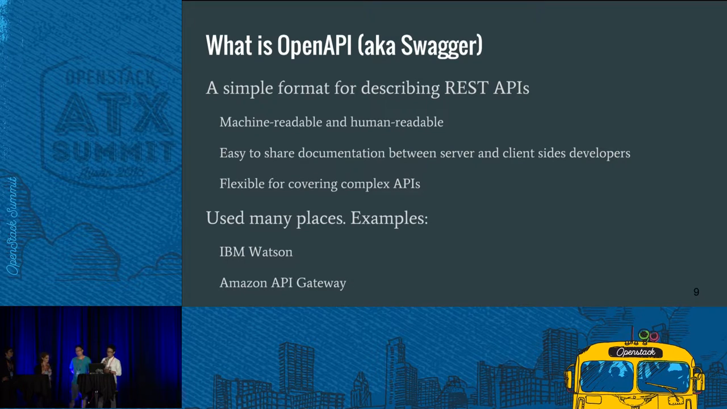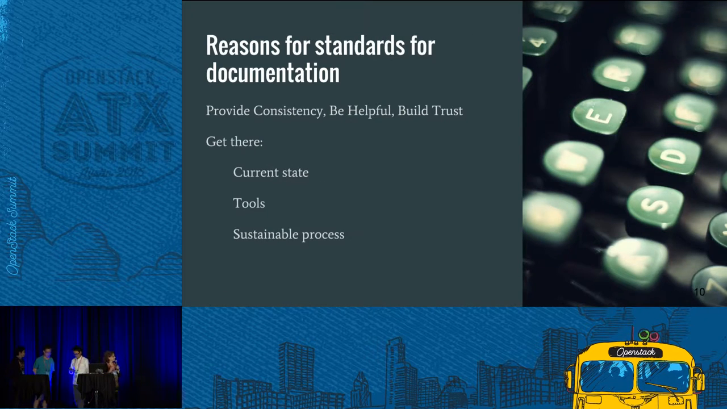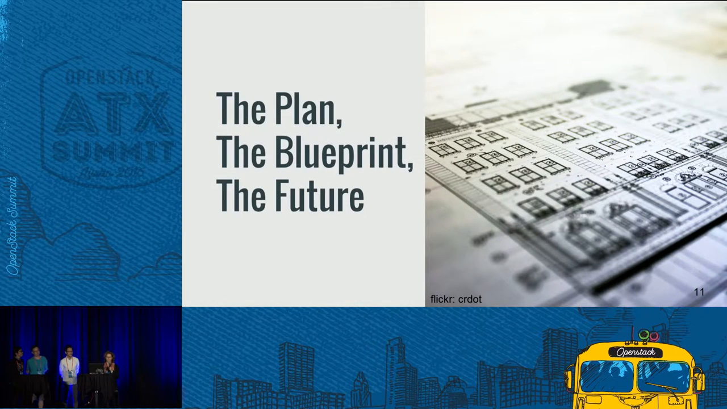Next, Anne will talk about the reasons for using OpenAPI from the documentation viewpoint. Yes, thanks. That was a great introduction to the formats and standards, and I bring up really retro things like keyboards and typewriters because there's a really good reason to apply these standards to documentation to help our users. Of course, we want to provide consistency. We want the documentation to be helpful, and that builds trust with the consumers of the APIs. So how do we get there? I'm going to talk a little about the current state, some of the tools, and the movement towards a sustainable process. So this is the plan and the future, but let's first talk about what we've seen so far.